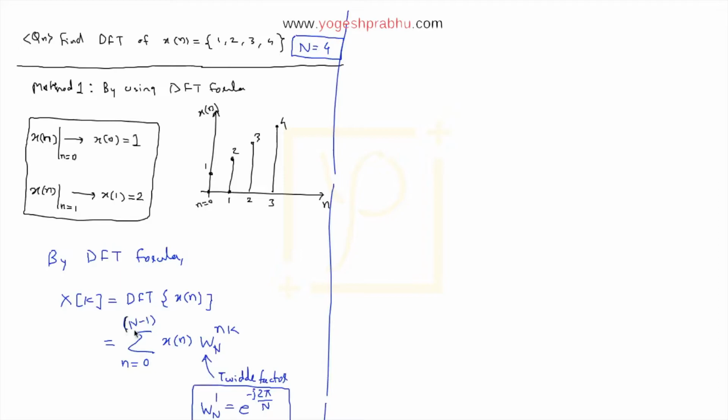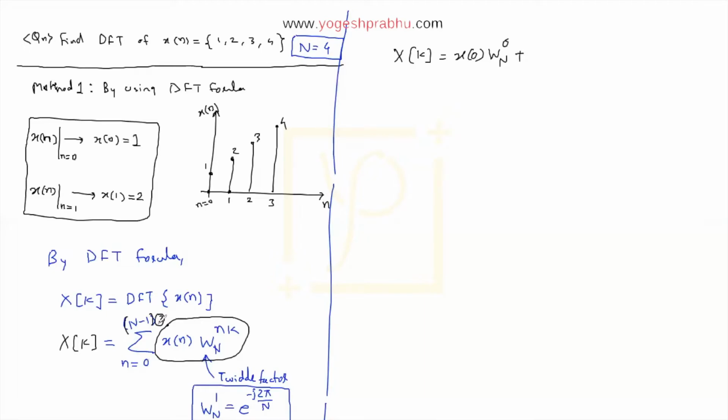This N minus 1 value is going to be 3, right? So now if I have to write down this x of k, n is going to go from 0 to 3. So for n equal to 0 to 3, let us substitute values in this equation and see what we get. So we will get x of k equal to, if I put n equal to 0 in this, x of 0. Look, I'm putting n as 0. This will become W_N raised to 0.